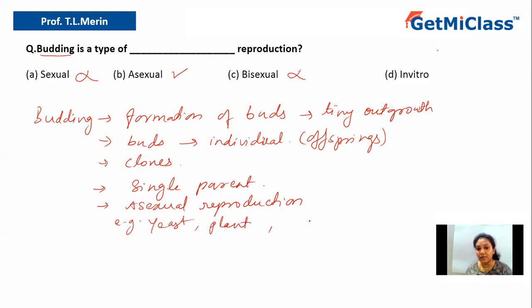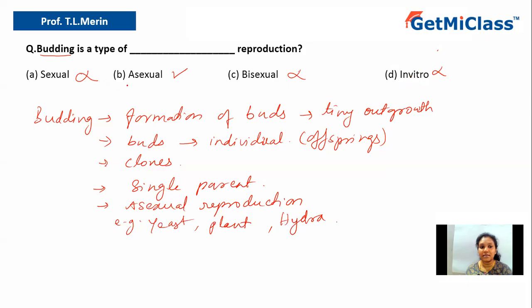Then we have hydra. These all reproduce by budding by nature, so they don't have to be specifically cultured in vitro. Of course, you can culture buds also in vitro. Budding can be done in vitro, but that doesn't mean that specifically it belongs to in vitro type of reproduction. Hence, option D is also ruled out.